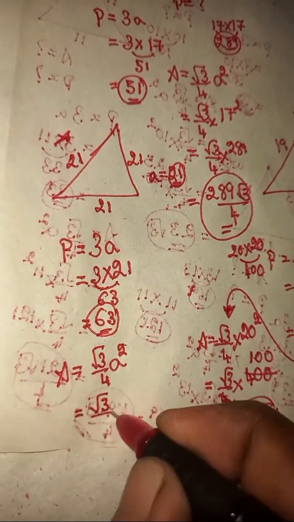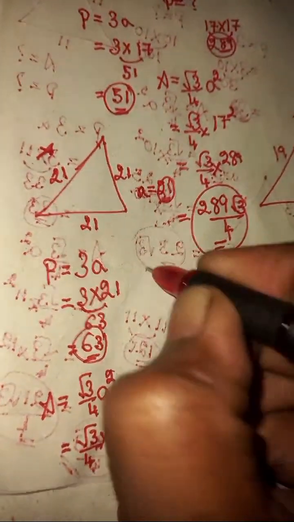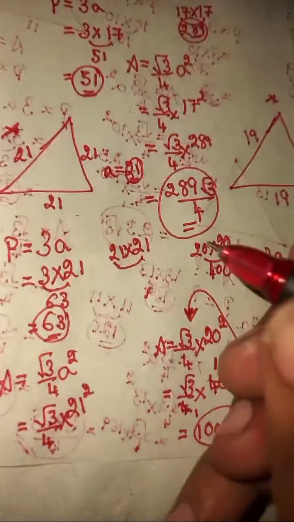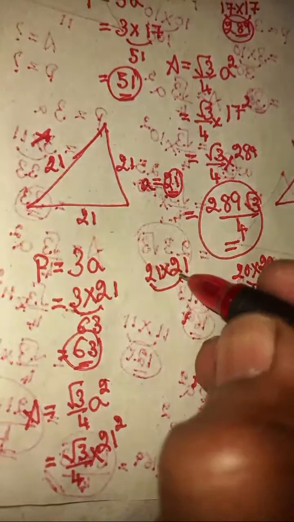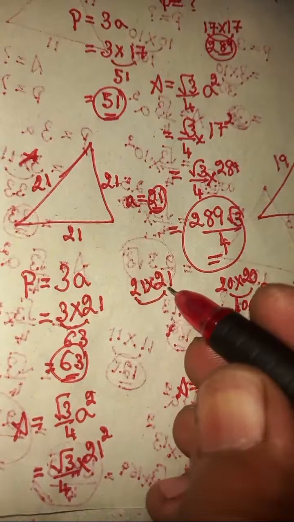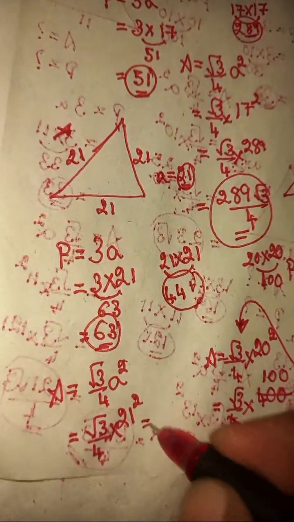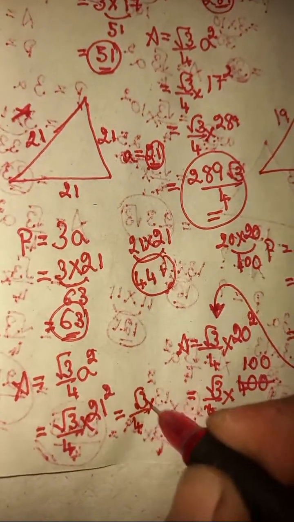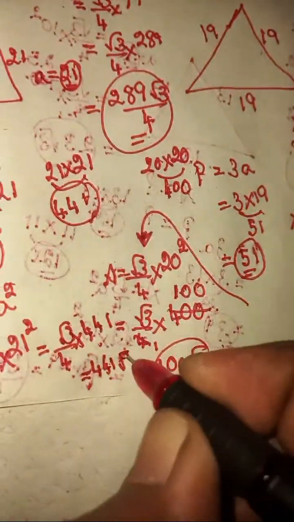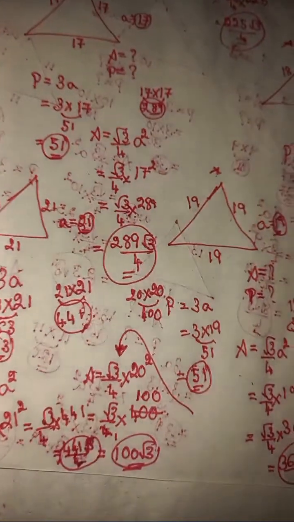That is root 3 by 4 times a, which is 21 square, and 21 times 21 you're going to get as 21 times 20 is 420, and 21 times 1 is 21, so 441. So it is root 3 by 4 times 441. It becomes 441 root 3 by 4 square units. Let's take one more problem.